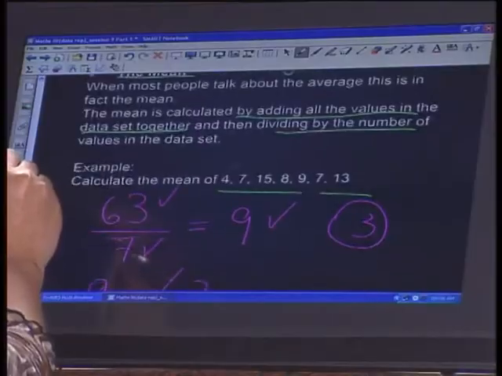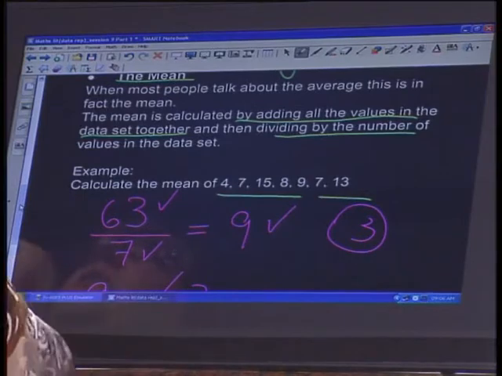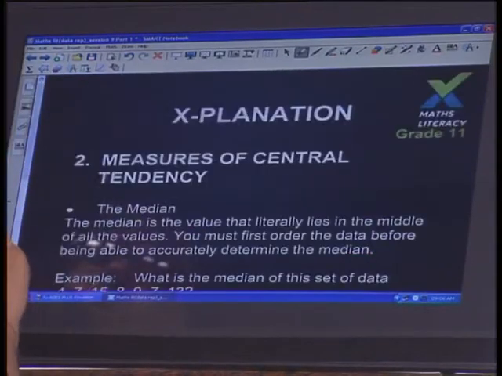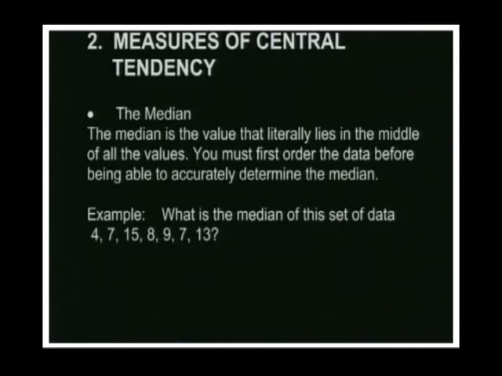Okay, let's go back up to this question. We calculated the mean and we said, right, the mean was 9. Let's move on and see what else we've got. Right, calculating the median is the second central tendency that we have. The median is the value that literally lies in the middle of all the values. It is the middle number.